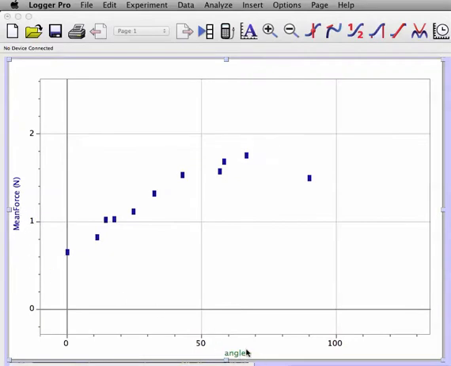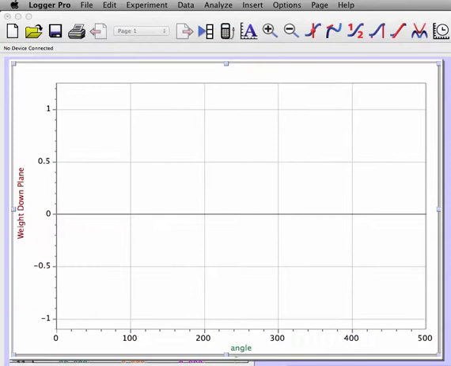Now, to help you with that, what I'd like to do is actually produce one new graph for you to look at real quick. So in this case, I'd just like to program up, using the model feature in Logger Pro, a graph of the weight down the plane with respect to an angle. And what we said was this.